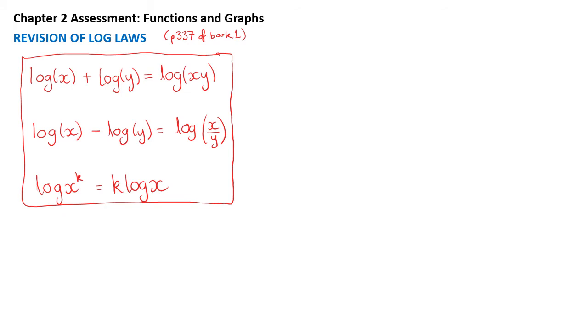From page 337 of your Pure Book 1, these are your 3 main laws that you need to know. They are not given in the formula booklet, okay? And when I'm marking exam scripts on these, I see large numbers of mistakes on these written down incorrectly. Basically, you need to learn them and be aware of the following types of errors.